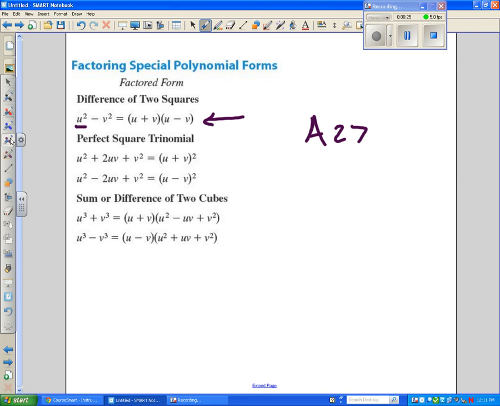u squared minus v squared is equal to u plus v times u minus v. This is called the difference of squares. Go ahead and copy all of these formulas down. We have the perfect square trinomial, subtraction and addition, and then we have the addition and subtraction of cubes. These formulas need to be memorized. There are tricks to doing that. Like I said, you either memorize them or be able to reference them on page A27.